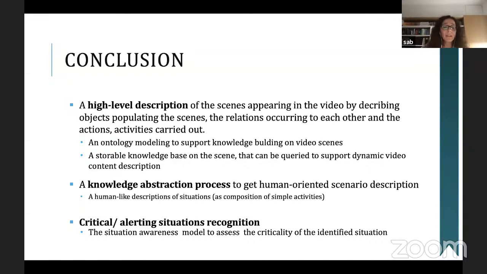And then finally, the last step is to get some possible rules to decide if some situation can be, or just to recognize alerting situations, because sometimes UAV systems are used for monitoring. So it's important to have a system that is able to understand and recognize alerting situations.